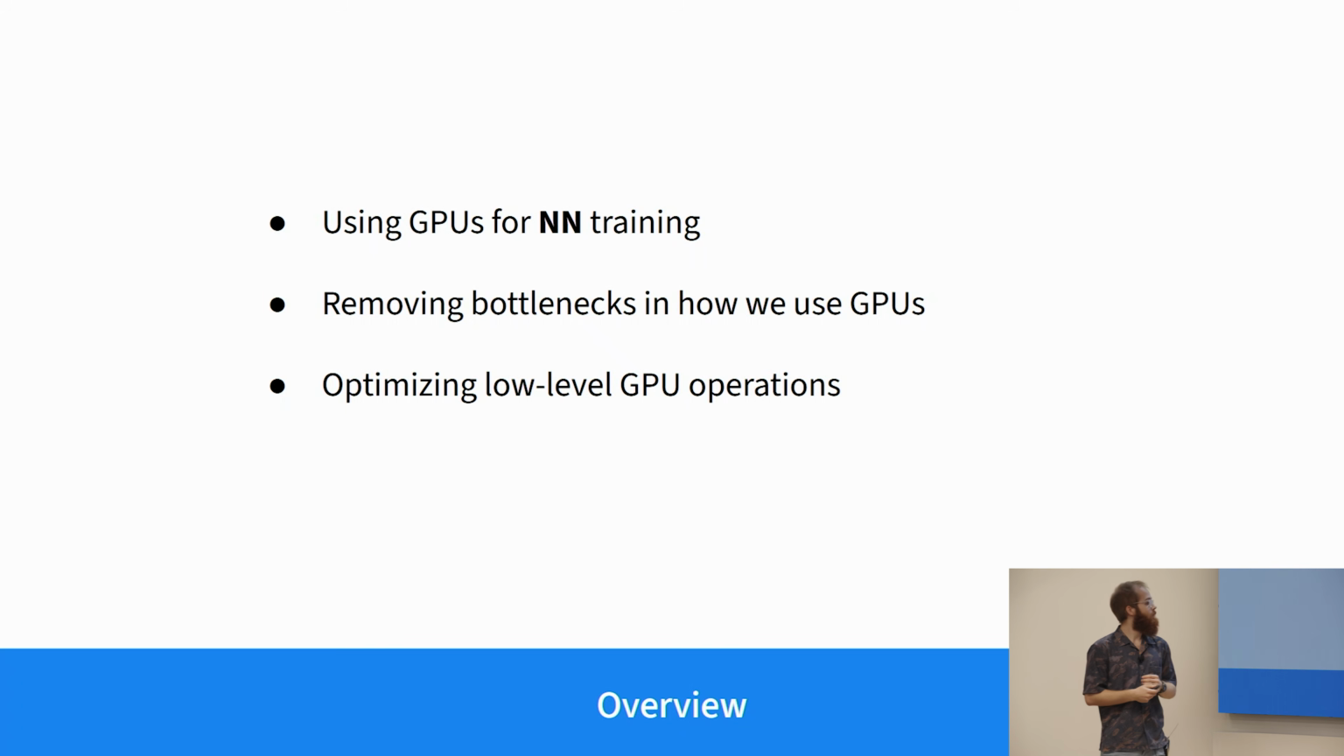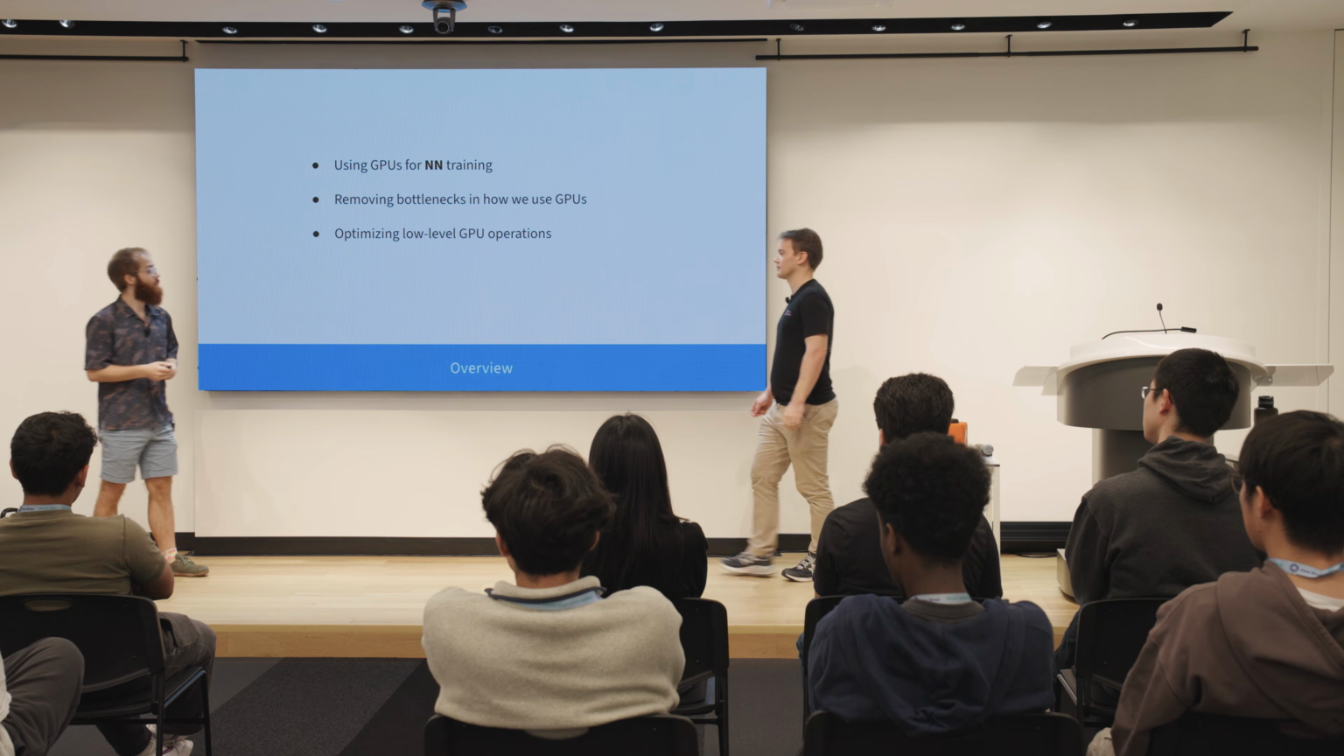Over in this talk, first thing we're going to talk about is how to use GPUs to train neural net models. And then we're going to talk about removing the bottlenecks in doing that training. And then finally, we're going to dive a little bit lower level and understand the GPU kernel operations that we do and how to optimize those as well. So I'll hand it over to Sylvain to talk about neural net training.